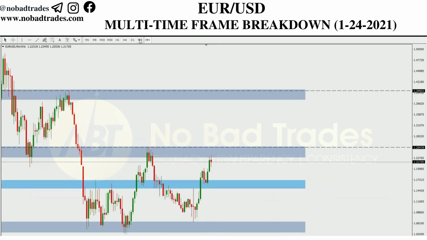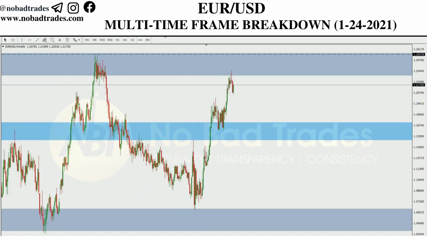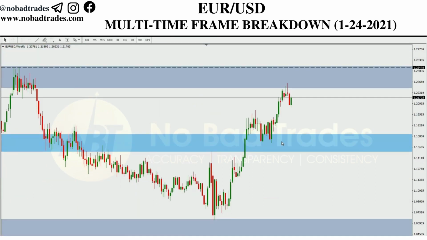So what do we have now? Let's go to the weekly time frame without wasting more time. On the weekly time frame, you can see that when price broke this key level, price came to give us a double exhaustion. If you're familiar with the Know About Trades approach, you're going to know what we call double exhaustion.